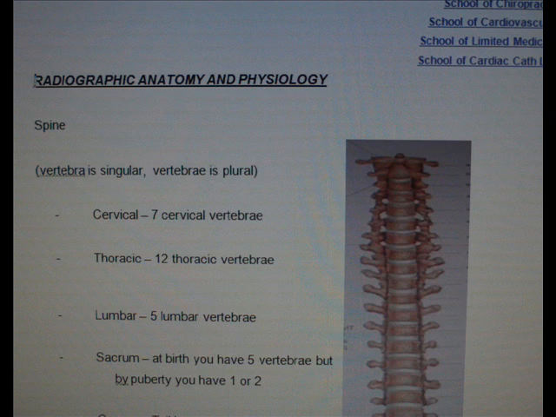Now the spine. Spine is called vertebra for singular, vertebrae is plural. In the medical field, if something ends in A, it's singular. If we want to make it plural, we add an E.